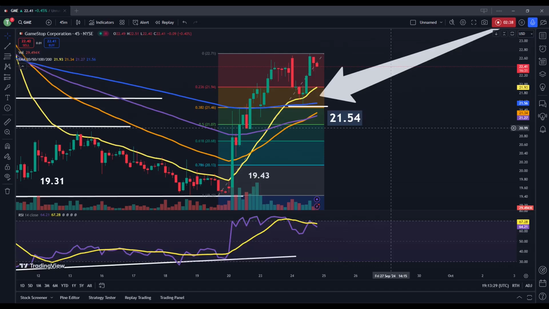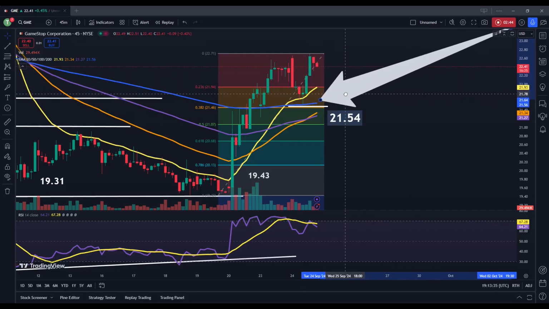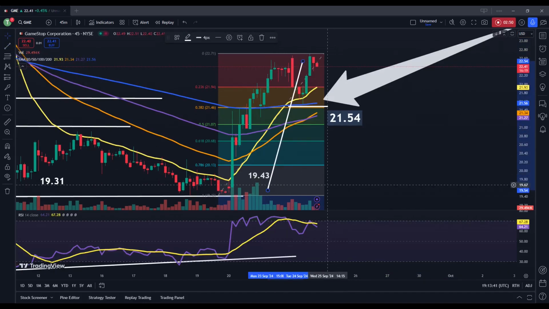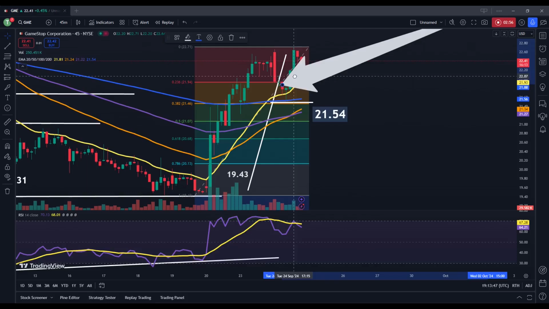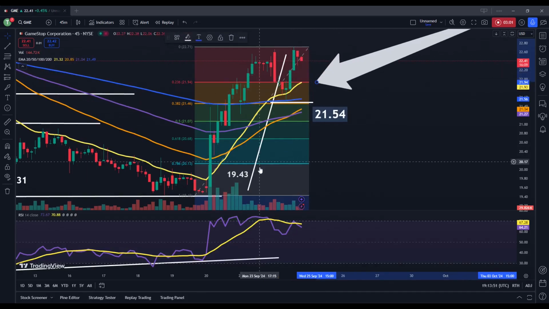So why is that level significant? Well, two reasons mainly. One is that this is the 38.2% Fibonacci retracement of this ascending move higher, this most recent rally going from roughly 19.43 to 22.71. As we can see, the 38.2% Fibonacci retracement of that price wave does come in right around this area, right around 21.46.